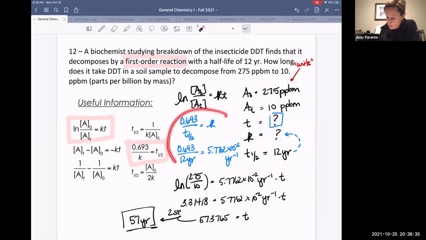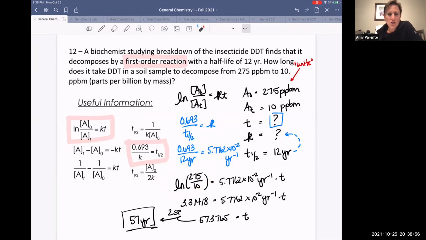So that's what I've got shown in blue here. I need to use the corresponding correct half-life equation for a first order process to convert that half-life of 12 years into a rate constant of 5.7 and change times 10 to the minus second reciprocal years. Okay, now I'm ready to put all my pieces in.